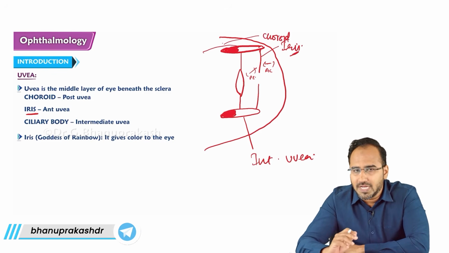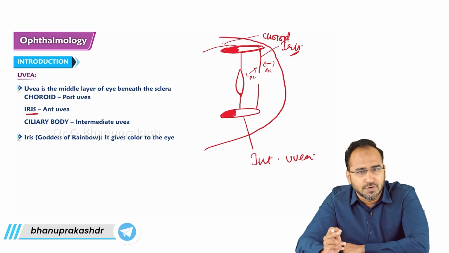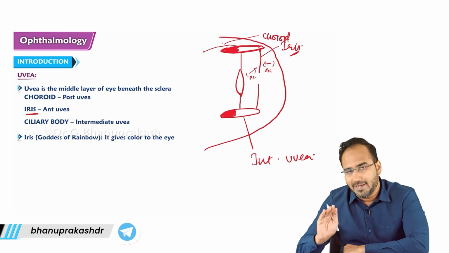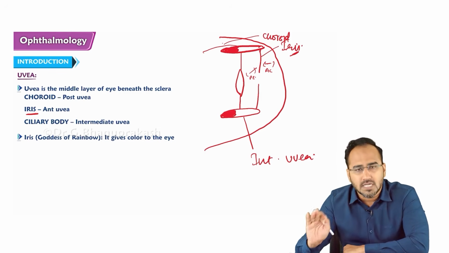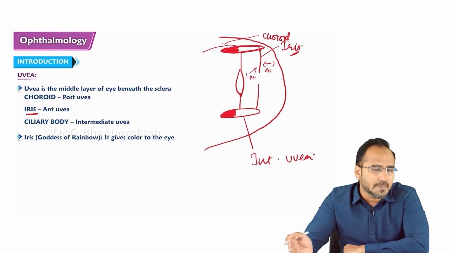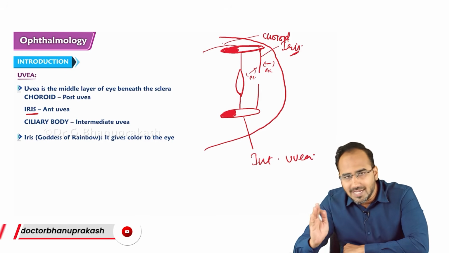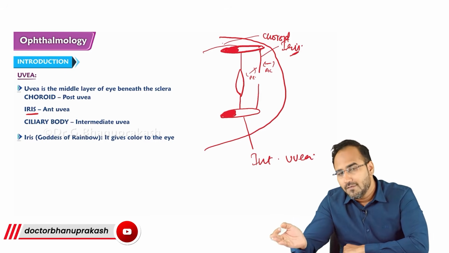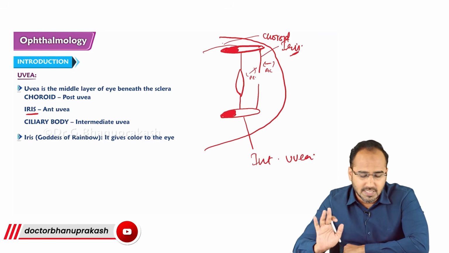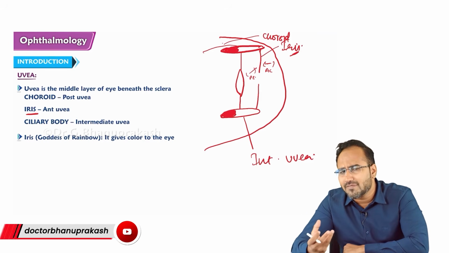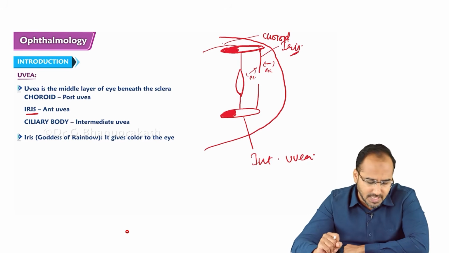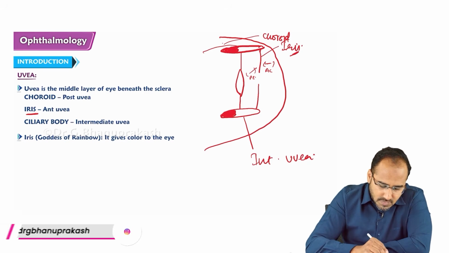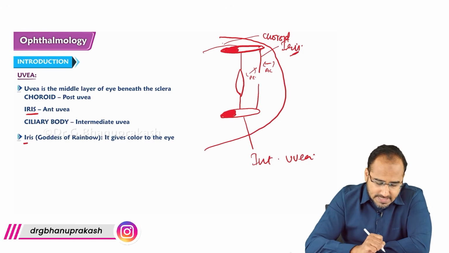So inflammation of any of these three layers is called uveitis. Depending upon what part is involved, it is called anterior uveitis, intermediate uveitis or posterior uveitis. Anterior uvea is iris, intermediate uvea is ciliary body, whereas posterior uvea is what, guys? Choroid, and some part of retina is also involved with posterior uvea, right? Next is what, guys? Iris.